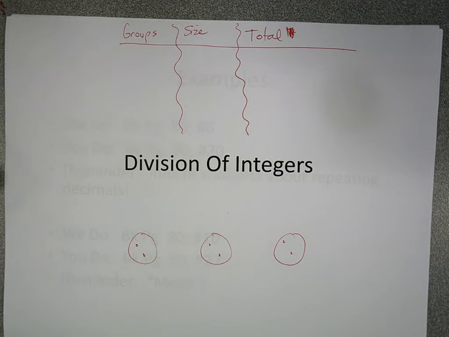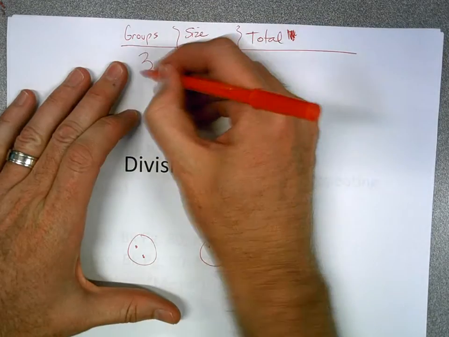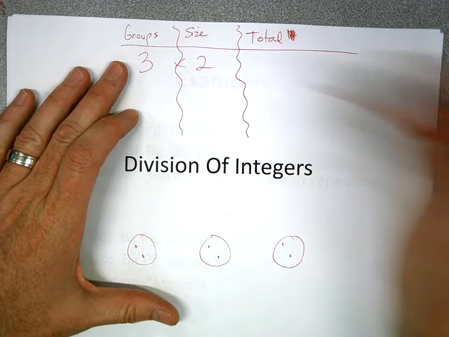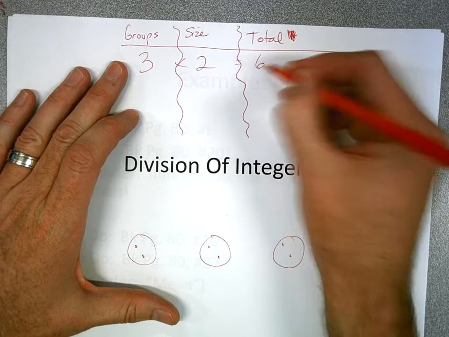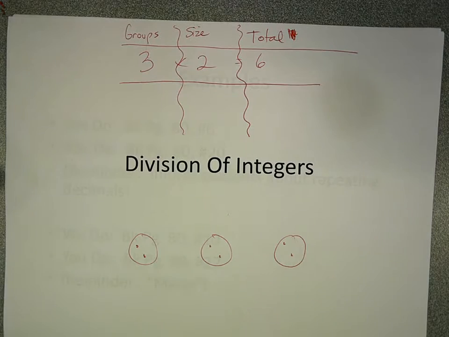Well, let me tell you, I'm going to tell you 2 different stories, okay? So for example, right, there were 3 groups, 2 in each, right, and you multiply them to get 6. Well, let me tell you a different story. Very similar, all right, but a little different. So see if you can spot the difference. Here we go.